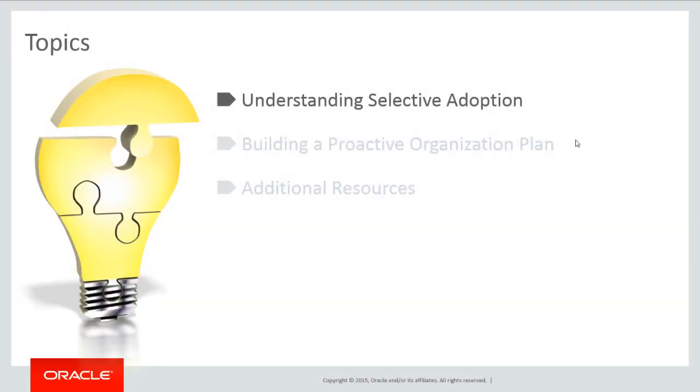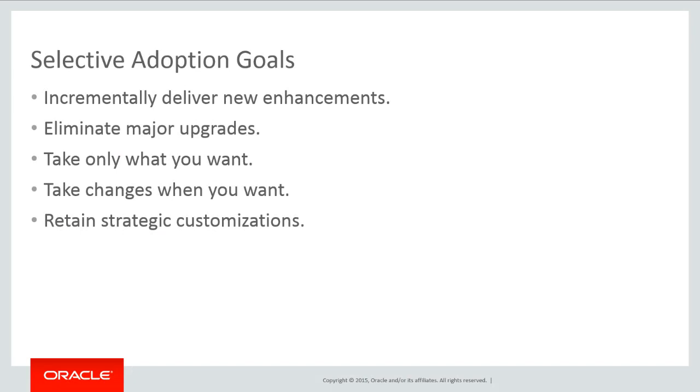First off, I want to make sure you have a solid understanding of selective adoption. These are the collective goals that PeopleSoft set out to accomplish and actually have accomplished with selective adoption. I'll go through each and talk about the importance of each one. The first is that PeopleSoft incrementally delivers new enhancements. This is one of the most important objectives of the new delivery model.